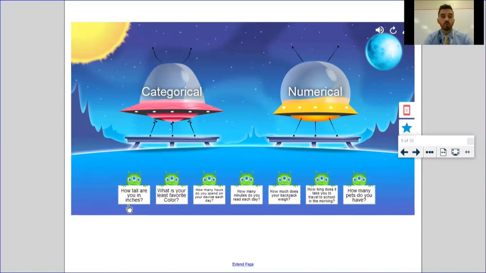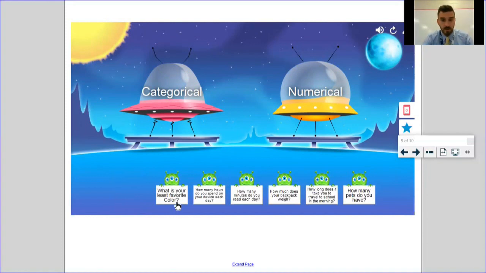How tall are you in inches? Remember, measurement, we're talking numerical. I'm 6 feet. There's 12 inches in 6 feet. 6 times 12 is, study your facts, 72 inches. What did I just say? I think I said it right.